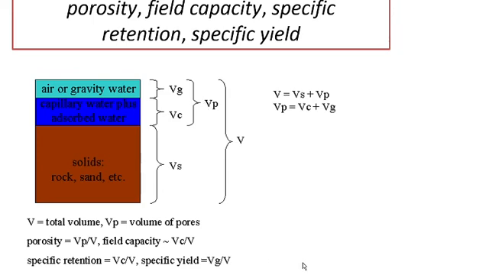So next, if you see this VG section, this VG section is showing us the volume which is going to travel, which is going to move, which is going to be drained, and this water is actually providing us yield. So that's why when we are going to find out specific yield, we are going to have the ratio of this part over the total volume.